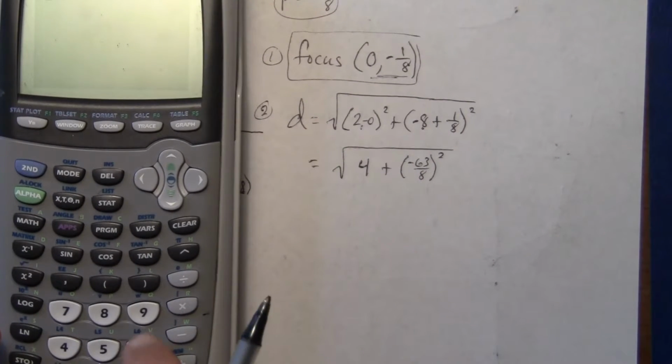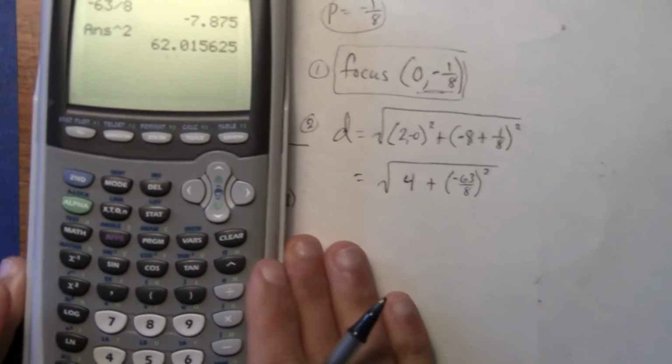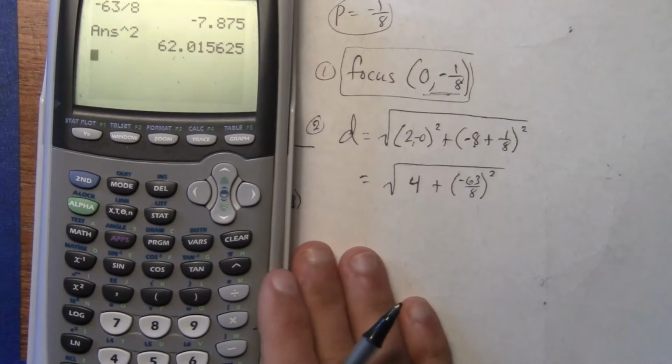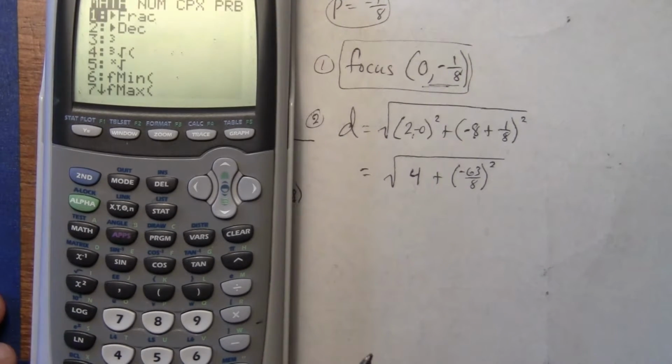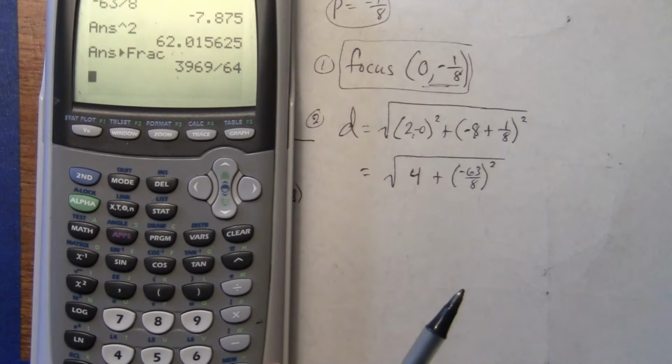So I've got -63 divided by 8, and I'm going to square that. Remember, if you want to get that number as a fraction, you just have to go to math and then hit enter twice, and it'll convert that to a fraction. So there is what this is. I'm adding 4 to it.